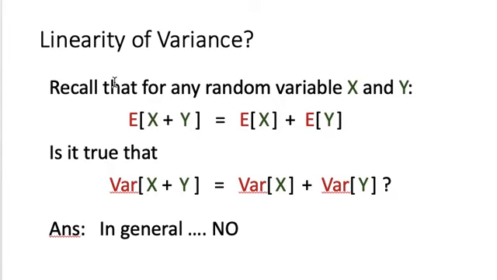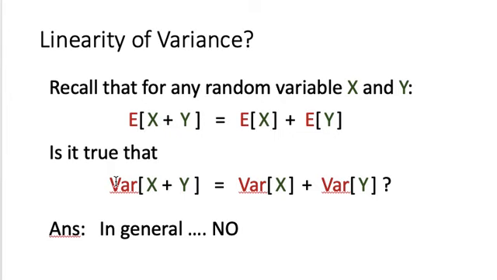Now let us check whether we have something like linearity of variance, as we have linearity of expectation before. Recall that for any random variables X and Y, no matter what the relationship between X and Y is, we can write the expected value of X plus Y as equal to E[X] plus E[Y]. So we wonder now about this other quantity that we have just defined.